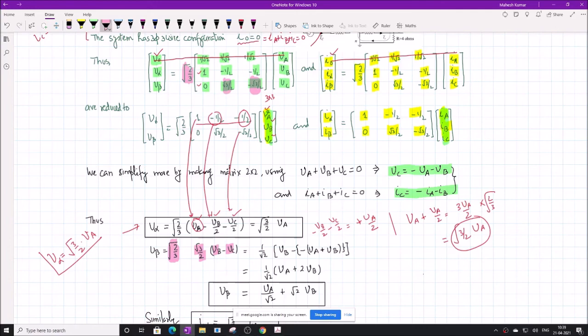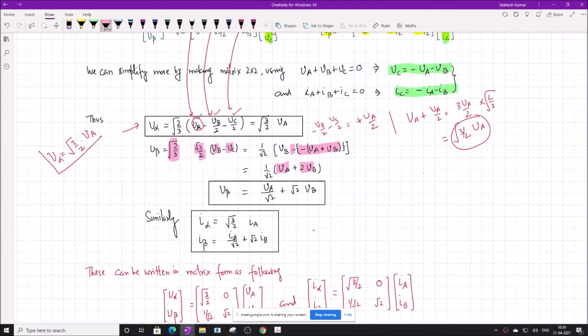Again we substitute BC in terms of BA, so BC is minus BA minus BB, and minus sign is already here, so it becomes plus BA, minus minus plus, and 1 BB from this, 1 BB from this, so plus 2 BB. Now 1 by root 2 is this side here, so 1 by root 2 into the whole term becomes BA by root 2 here, and then plus root 2 into BB.